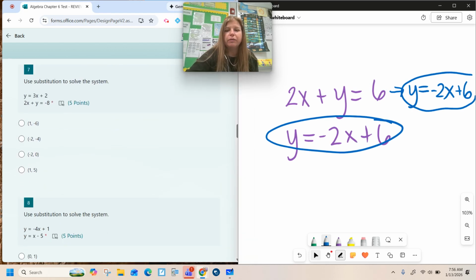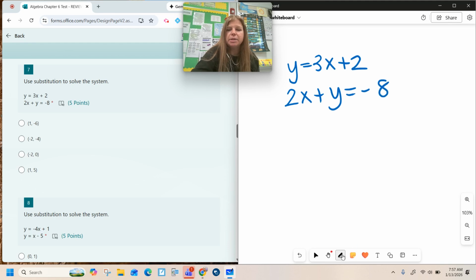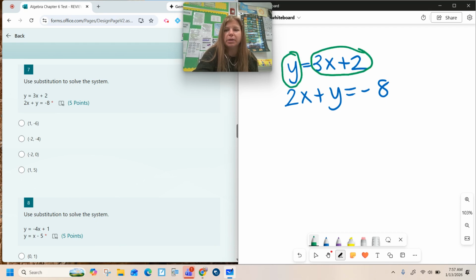Now, solving, actually getting some answers here by substitution. That's our first skill. So ready? First equation says y equals 3x plus 2. Second equation is 2x plus y equals -8. In substitution, we want one or both equations to be set equal to a variable. So here, I notice the first equation is already y equals. y is equal to 3x plus 2.